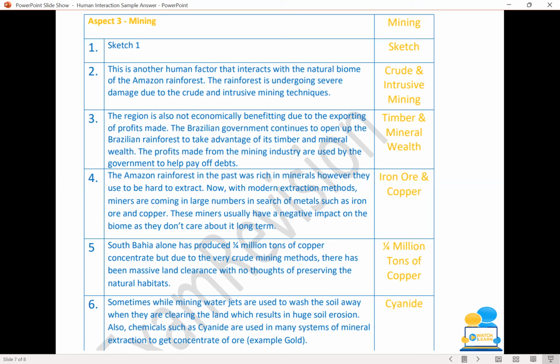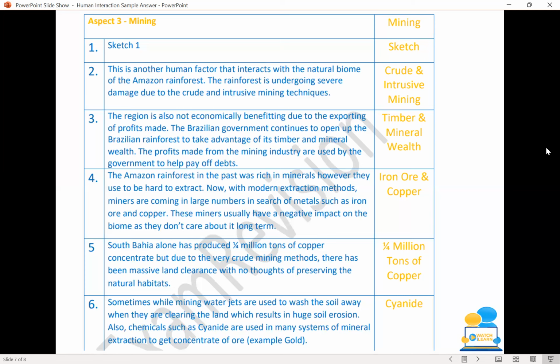And the final point we're going to make about mining is cyanide. Sometimes while mining, water jets are used to wash the soil away when they are clearing the land, which results in huge soil erosion. Also, chemicals such as cyanide are used in many systems of mineral extraction to get concentrate of ore, and this is used, for example, in gold mining. So again, not good for the environment, not good for the tropical rainforest. So again, that would be our aspect 3. That would be our 6 SRPs made in terms of our mining.